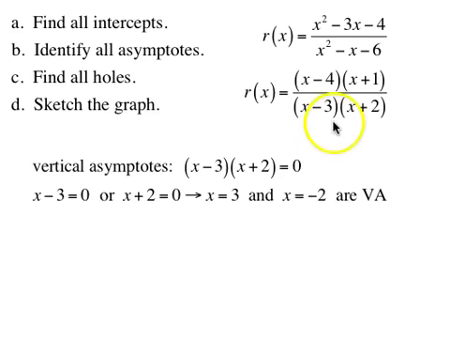Again, regarding vertical asymptotes, when is the bottom 0? The bottom is 0 when x is 3 or x is -2. And that did not cancel out. So again, we have no holes here.